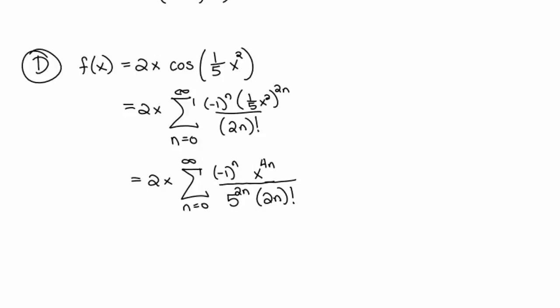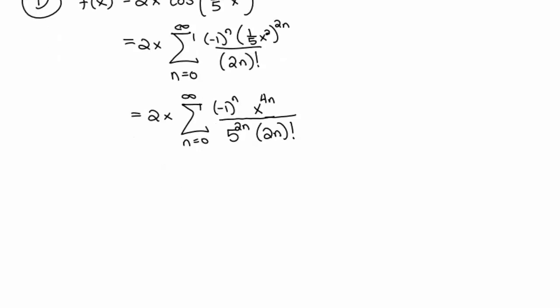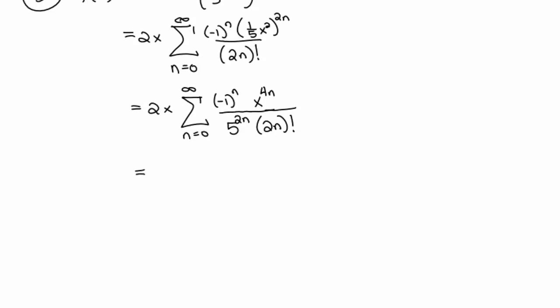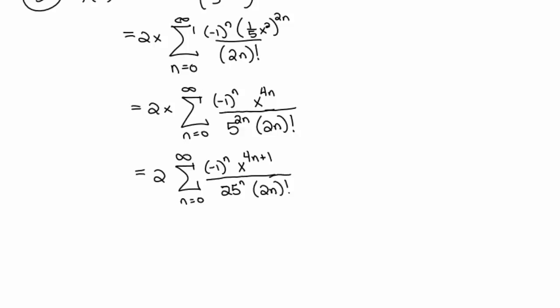And now finally, I can bring in the 2, or I'll probably leave the 2 on the outside because it's not going to make much of a difference. But I'll bring in the x because that would be bad form if I didn't. So this is the sum from n equals 0 to infinity of negative 1 to the nth, x to the 4n plus 1 over, you could actually write this as 25 to the n. There's nothing wrong with that, times 2n factorial.